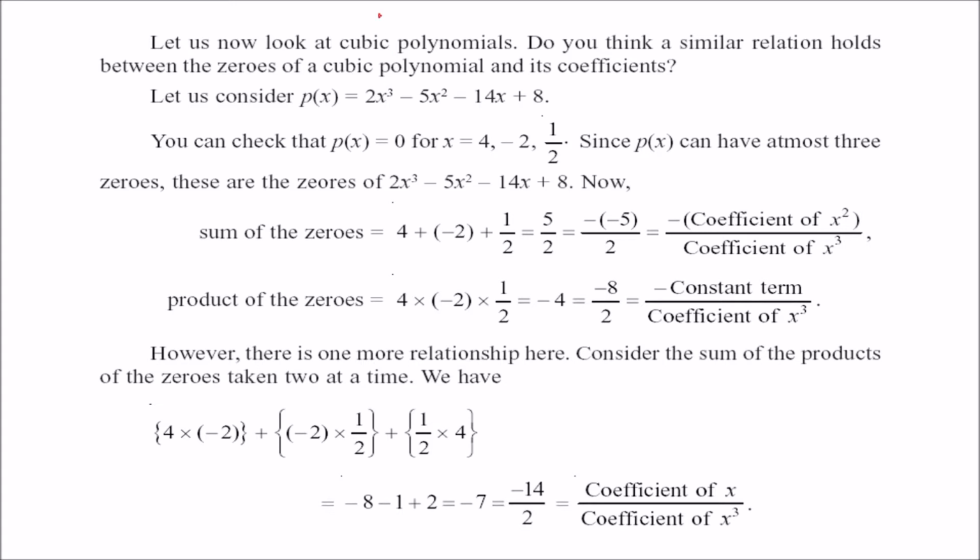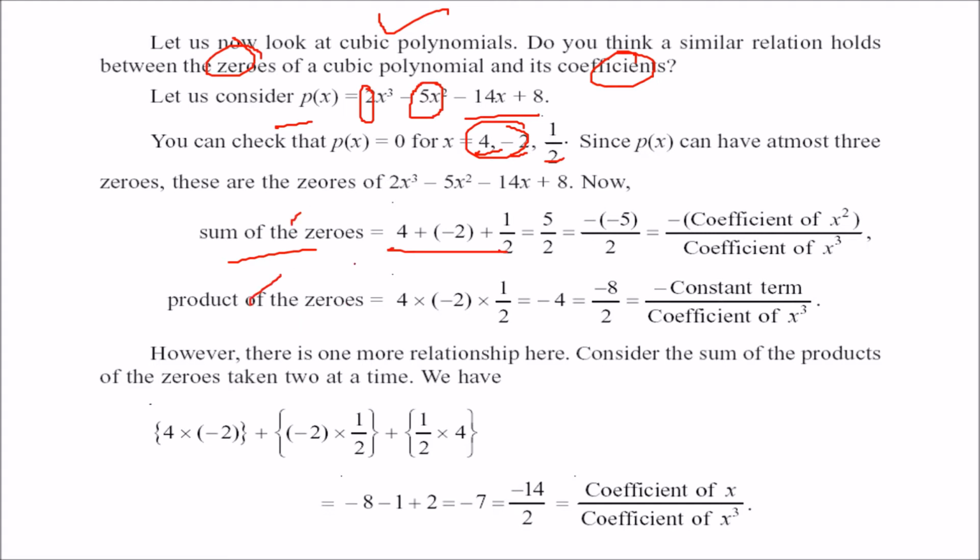Now let us come to the cubic polynomial. So is there any relationship between the zeros and the coefficients in terms of cubic polynomials? Yes, there is. If we take p(x) as 2x cubed minus 5x square minus 14x plus 8, and I tell you that these are the zeros, just sum these, and you'll be elated to know that this is equal to minus coefficient of x square by coefficient of x cube, which is similar to the sum of zeros.